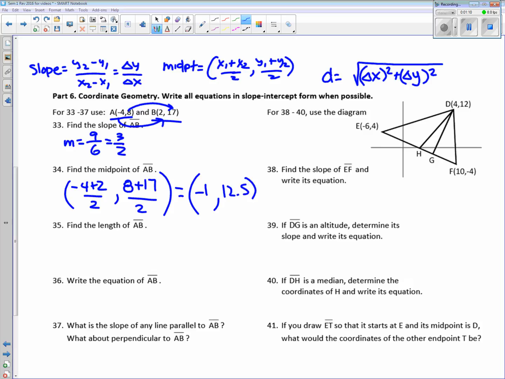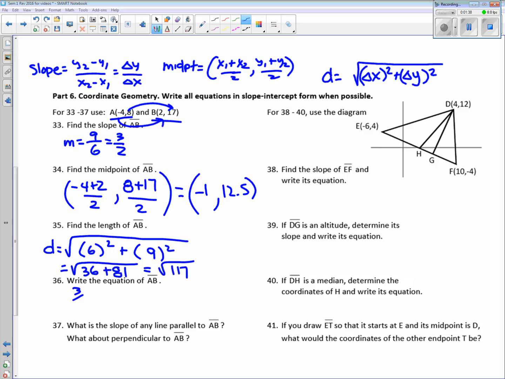As far as the length of AB, we could use the change in x squared, which we already figured out when we did slope is 6, and the change in y squared, which also was figured out when we did slope, is 9, so that's going to be the square root of 36 plus 81, which is the square root of 117.